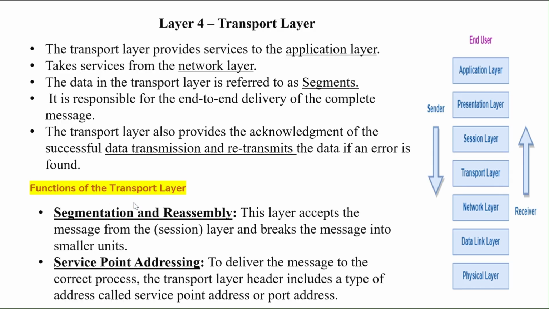So coming to the functions of the transport layer: segmentation and reassembly, service point addressing. You can learn these 2 points, it is enough for the functions of a transport layer. If you want to write other points also, you can write. Segmentation and reassembly means this layer accepts the message from the session layer and breaks the message into smaller units. Service point addressing means to deliver the message to the correct process. The transport layer header includes a type of address called service point address or port address.